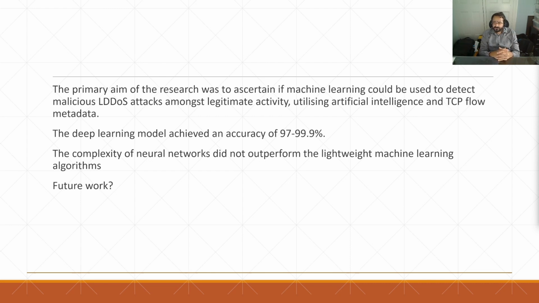So the results show that in the validation tests we can categorize this traffic with really good accuracy, reaching 99%, through analysis of these results. I said we had 99.9% accuracy. However, the complexity of the neural network did not outperform the lightweight machine learning algorithms like KNN and random forest.